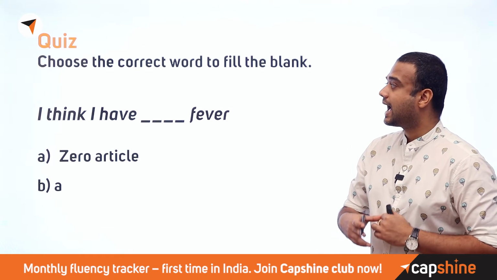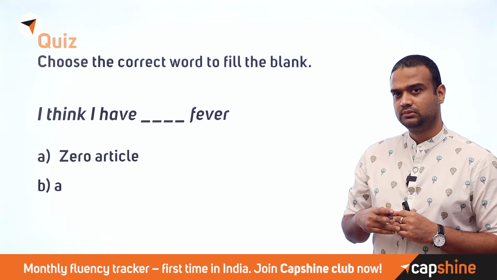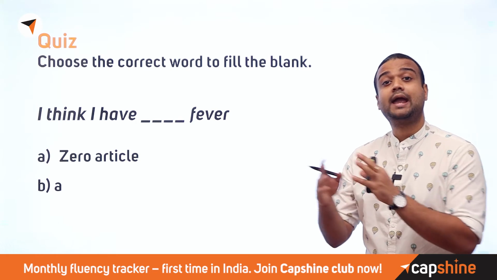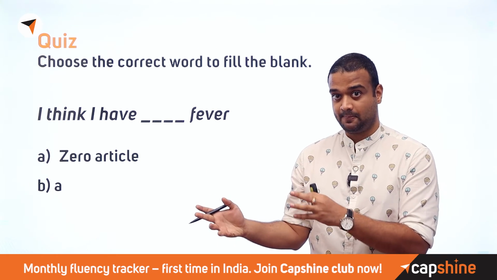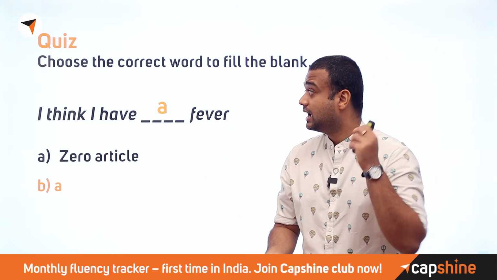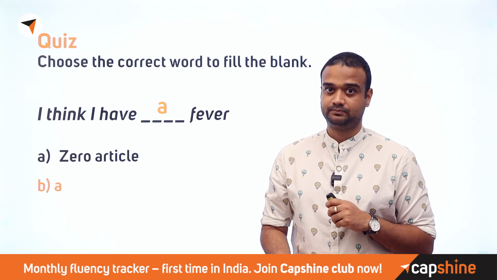How about here? I think I have fever. Do you think that is correct? It isn't. This doesn't belong to any of the zero article cases. This is a noun. You have to give it an article. I think I have a fever.